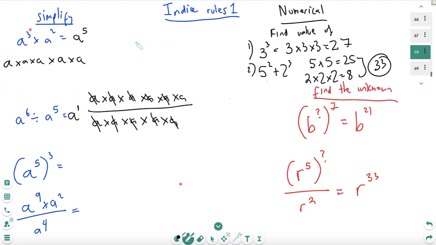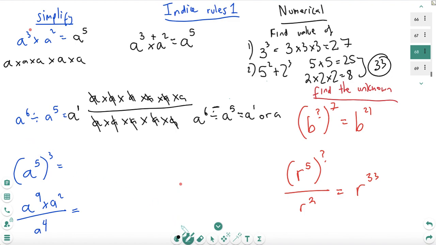So let me write the first rule down. A to the power of 3 times a to the power of 2. We add them up to make 5. For the next one, the division rule, we subtract them to make a to the power of 1, or just a.